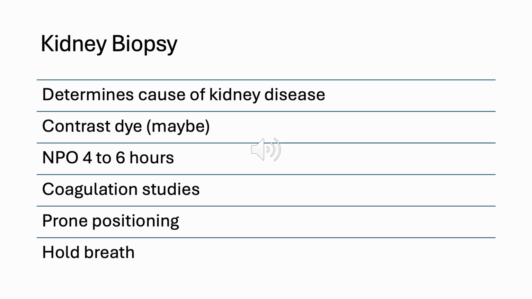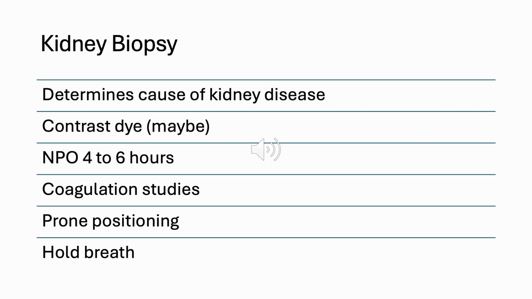You got to get the informed consent. You need to do the timeout, and make sure you do the pre-procedure checklist. Your patient is going to need coagulation studies because remember earlier I talked about how vascular the kidney is. So you can imagine if you put a huge needle in somebody's kidney, they could hemorrhage, okay? So you do the coagulation studies beforehand. And when I say coagulation studies, I mean the APTT, the PT, the INR, the platelets, okay? Because they're going to be at risk for bleeding.